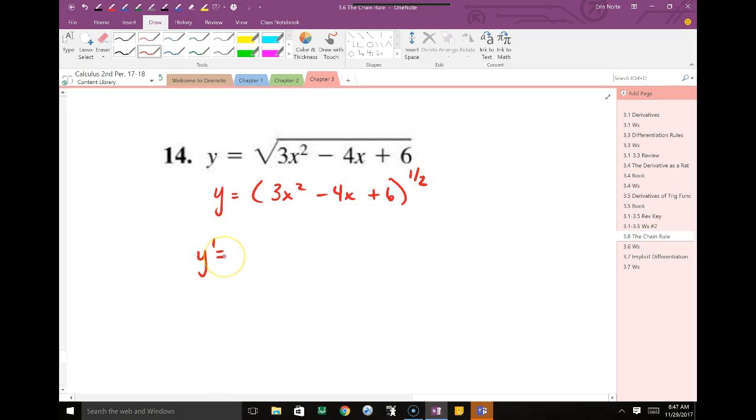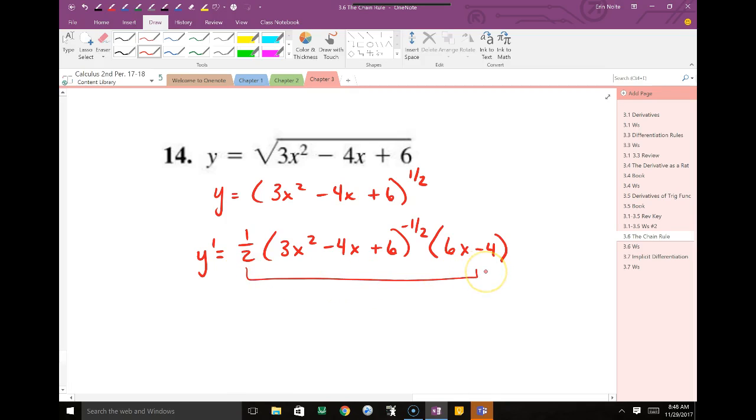So I'm going to derive the outside. What's the derivative? 1/2. 1/2 times the stuff to the negative 1/2. Good. Okay, times the derivative of the inside. What's the derivative of the inside? 6x minus 4. Good. Okay, so what pieces can I multiply together? 6x minus 1. Okay, good.